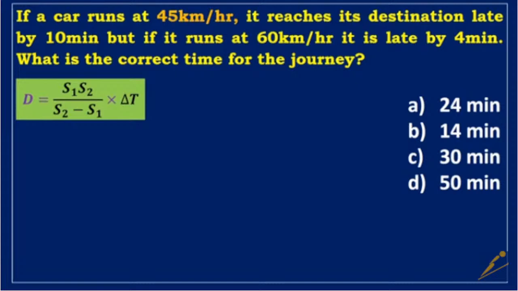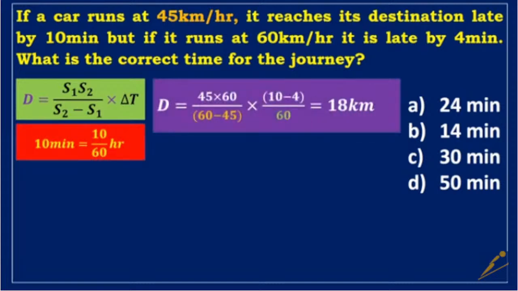First, we convert minutes into hours. 10 minutes equals 10 by 60 hours. 4 minutes equals 4 by 60 hours. The difference in time del T is 10 minus 4 by 60.